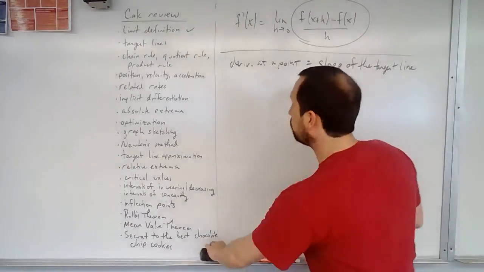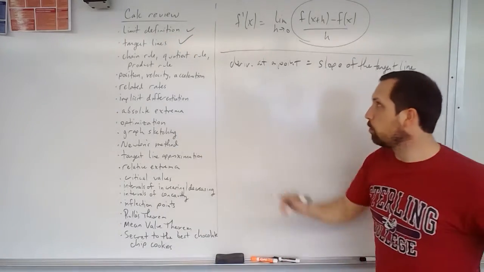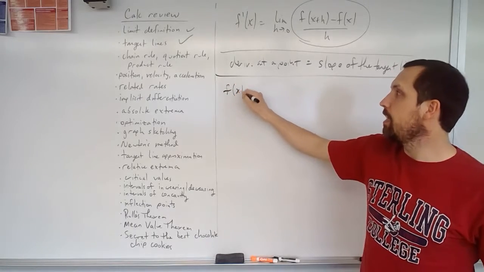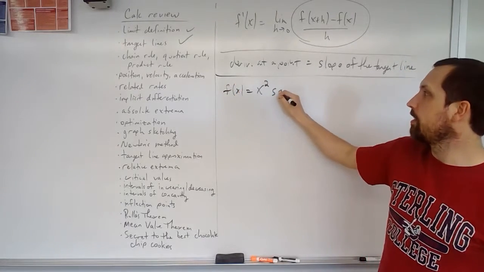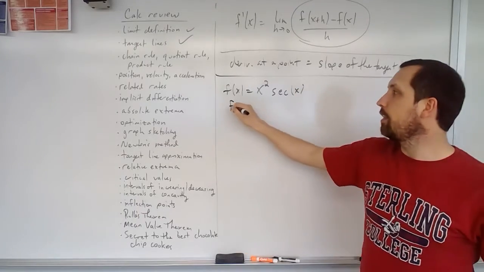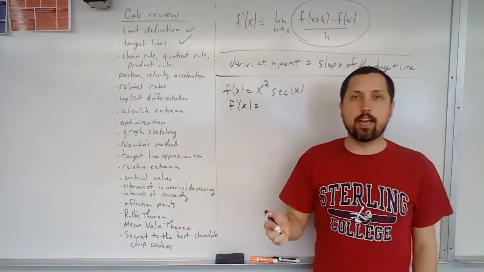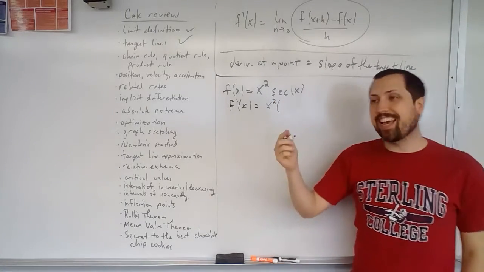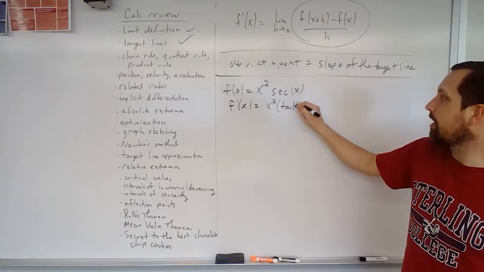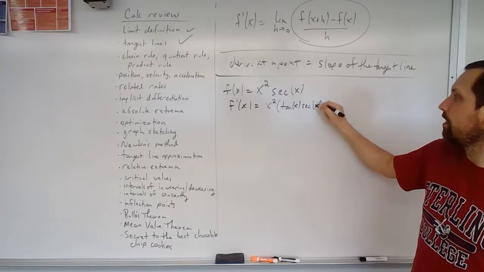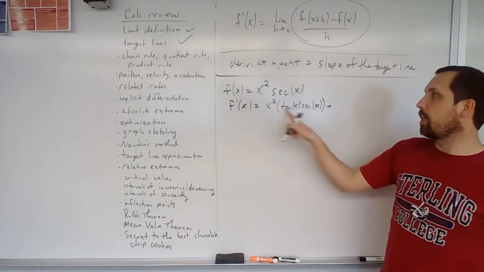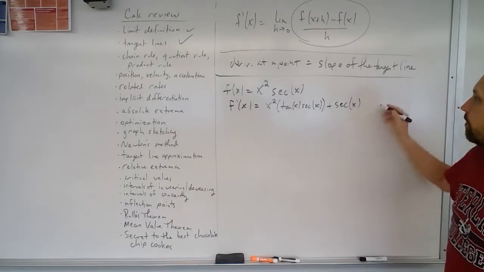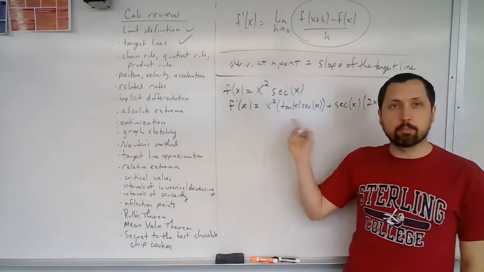All right, chain rule, quotient rule, product rule. So remember, the product rule here, so if we do an example of, say, f of x is equal to x squared secant x, if we take the derivative, remember, the rule said we take the first times the derivative of the second. The derivative of secant is going to be tangent x secant x. First times the derivative of the second plus the second times the derivative of the first. So that is your product rule.